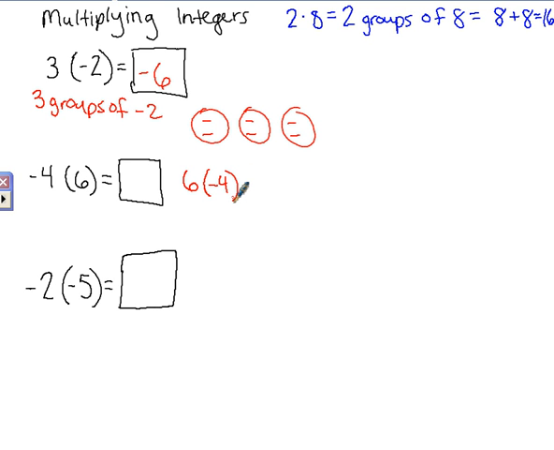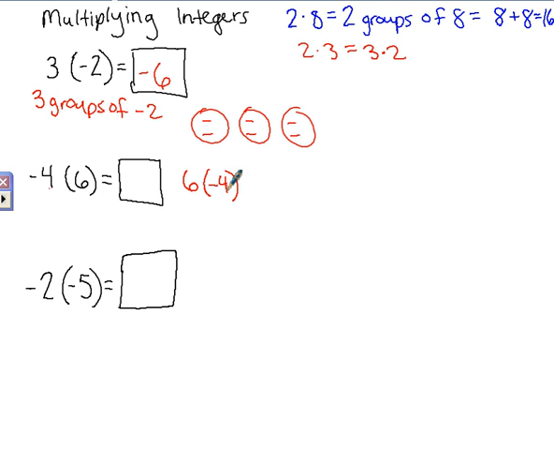The commutative property of multiplication states that no matter what order you multiply in, your answer won't change. So for instance, if I have 2 times 3, that is the same as 3 times 2. The same thing applies with positive and negative. So negative 4 times 6 is the same as 6 times negative 4.